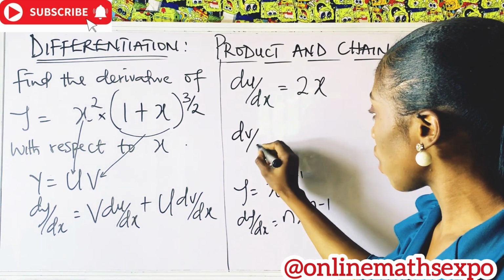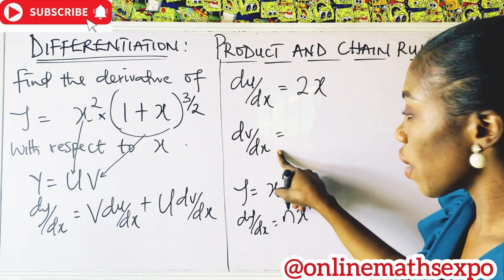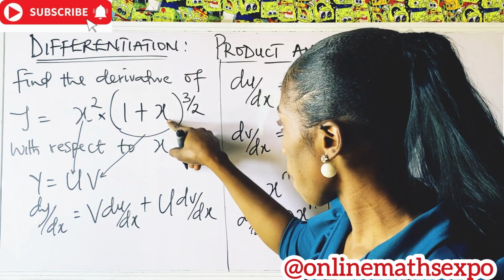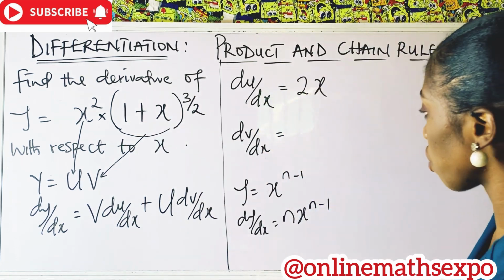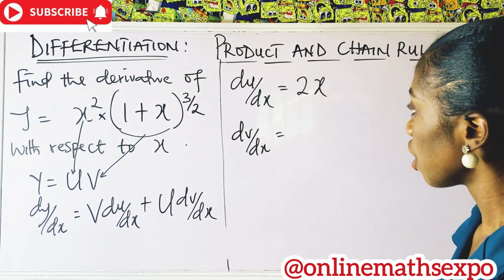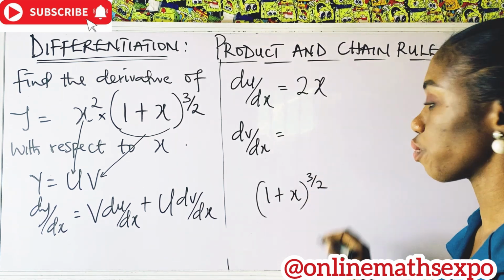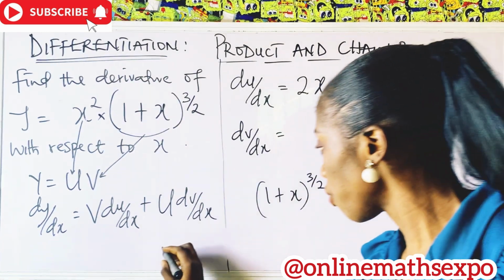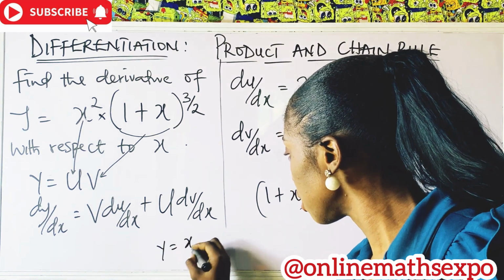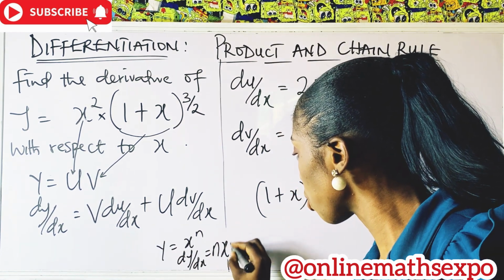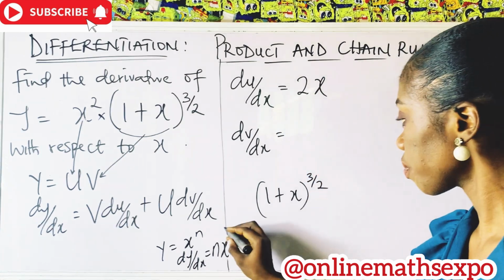Now let's get our dv/dx. This is your v. Okay, so let's bring it out. Our v is 1 plus x to the power of 3 over 2. I hope you've not forgotten. Let's rewrite this. Then we say that dy/dx is nx to the power of n minus 1.